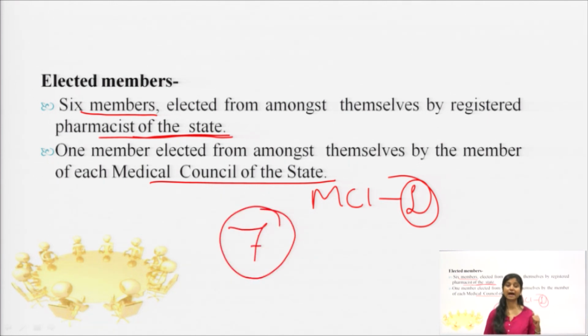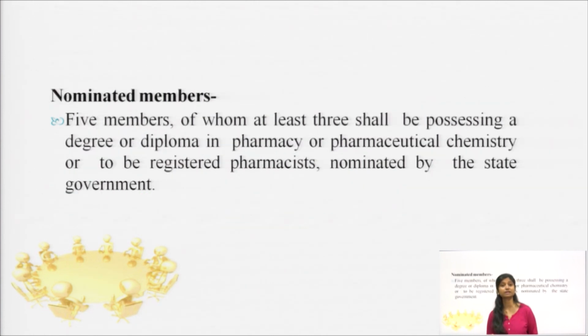7 members as elected members of the state council, जो कि वहाँ पर 8 था. If you remember, 8 में 6 टीचर्स थे, एक MCI था और एक फार्मासिस्ट था. यहाँ पर 6 फार्मासिस्ट हैं, एक MCI है, क्योंकि we have already covered the pharmacist part, तो यहाँ पर फार्मासिस्ट का 3rd पॉइंट नहीं है. फार्मासिस्ट ने टीचर्स को रिप्लेस कर दिया है. So we have 6 pharmacists and 1 MCI member, or you can say a doctor. So these are 7 elected members in State Pharmacy Council.